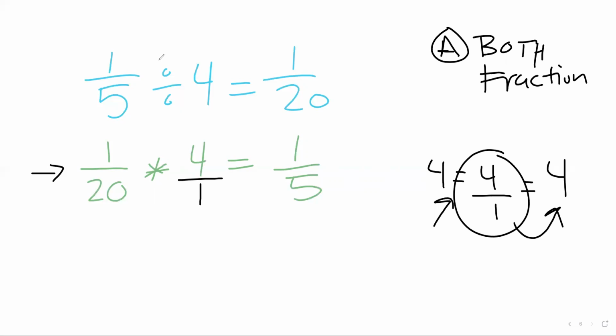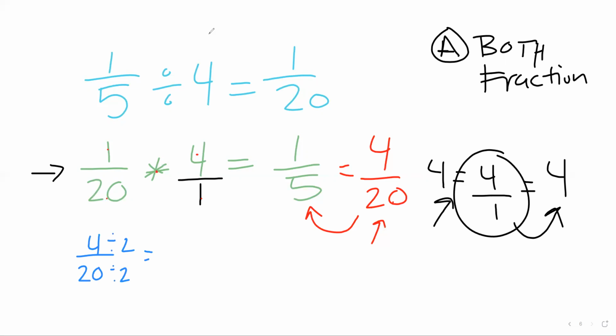Okay, now I'm going to multiply across the top. So 1 times 4 equals 4. 20 times 1 equals 20. So actually we get 4/20, and they're telling us that it's 1/5. Oh, well, actually I can reduce here, can't I? These are both, let's see here, 4, 20. These are both even numbers, so I can divide by 2. So 4 divided by 2 equals 2, and 20 divided by 2 is 10.